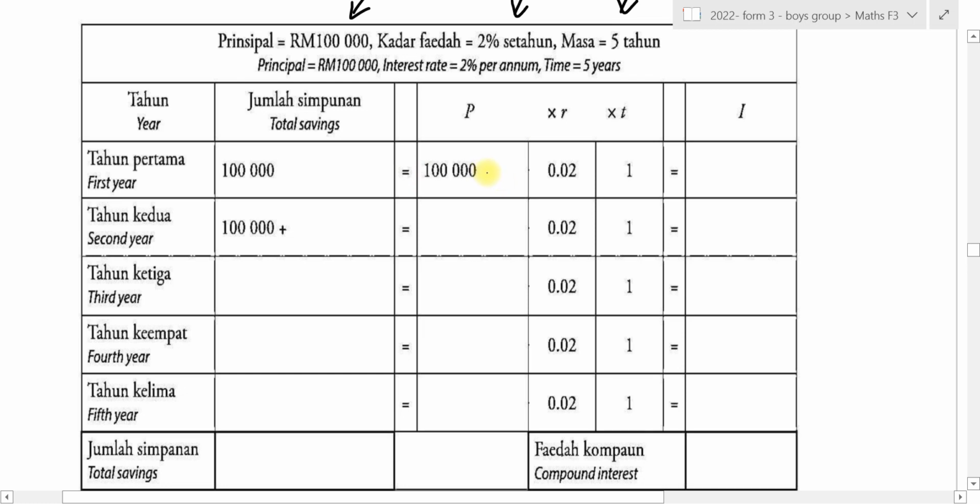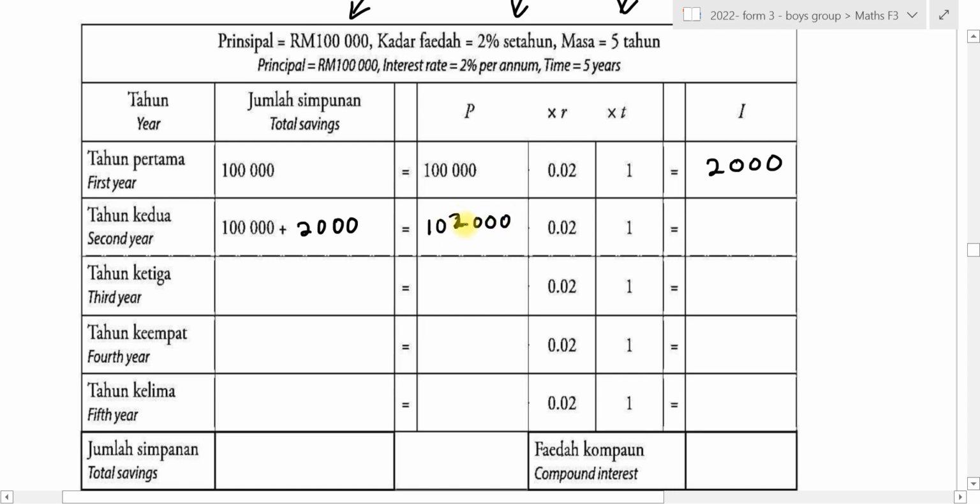Calculate 100,000 times 0.02 times 1. How much is that? 2,000. So this 2,000 I bring to the next year. This is what we call compound interest. So I add 2,000, so 100,000 plus 2,000. Totally I got 102,000 now.